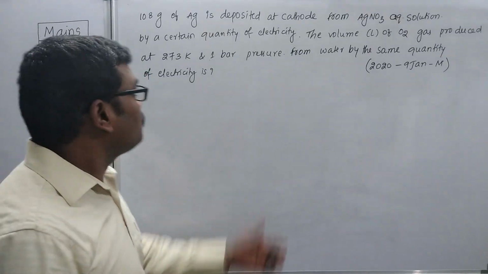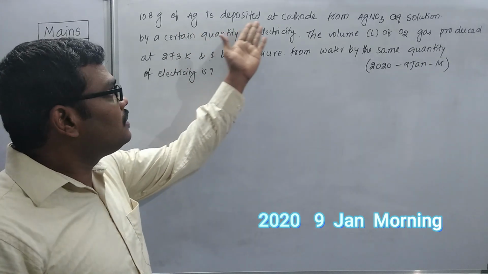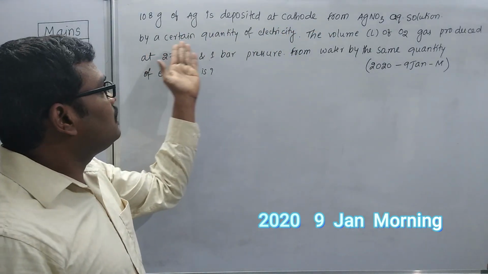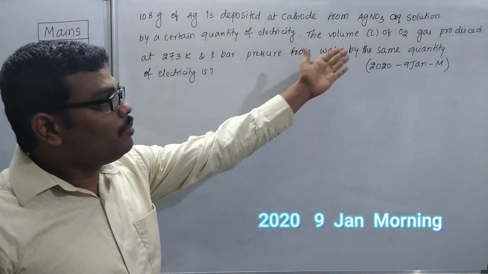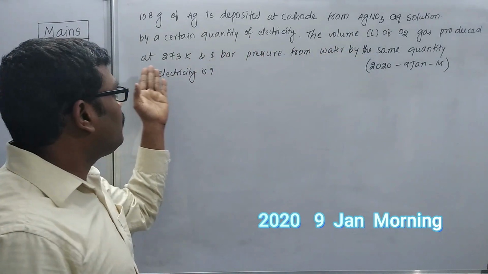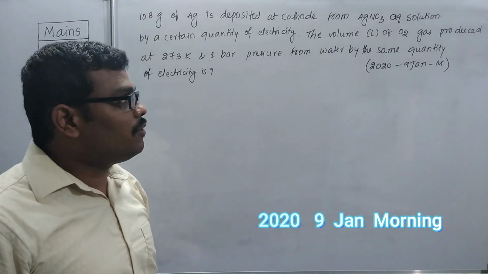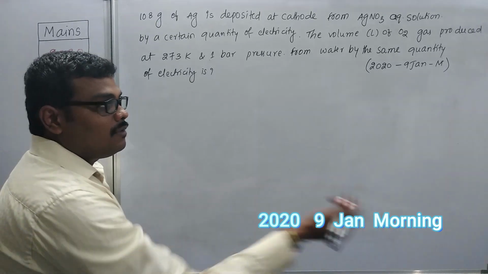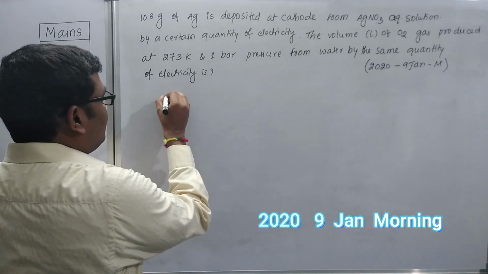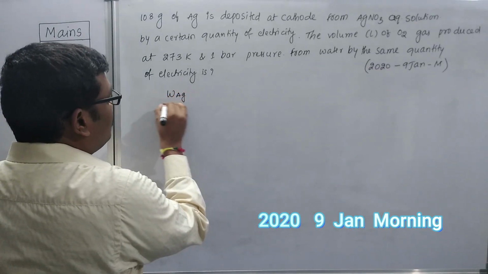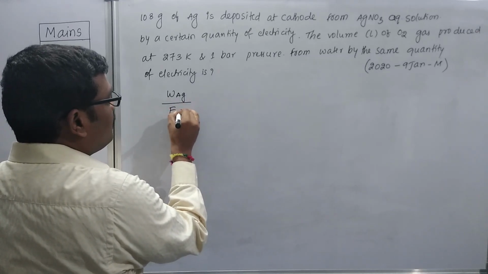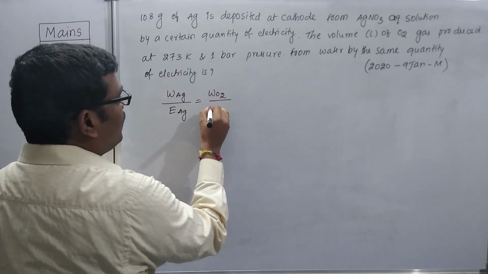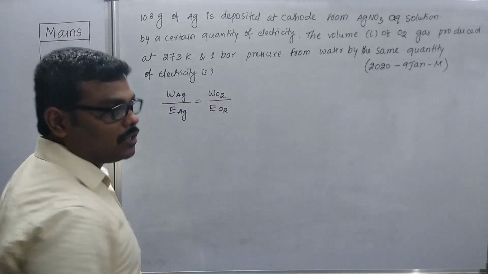Next question is, 108 grams of silver is deposited at the cathode from AgNO3 aqueous solution by a certain quantity of electricity. The volume in liters of oxygen gas produced at 273 Kelvin and 1 bar pressure from water by the same quantity of electricity is asked. Here we have to follow Faraday's second law. Faraday's second law: weight of silver deposited by equivalent weight of silver is equal to weight of oxygen liberated by equivalent weight of oxygen.